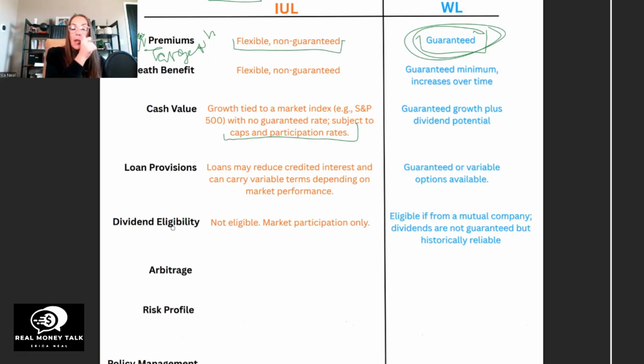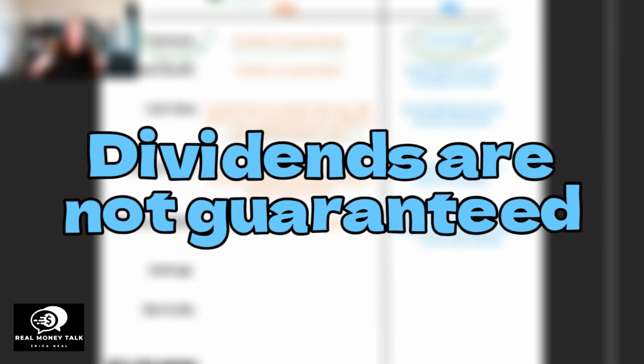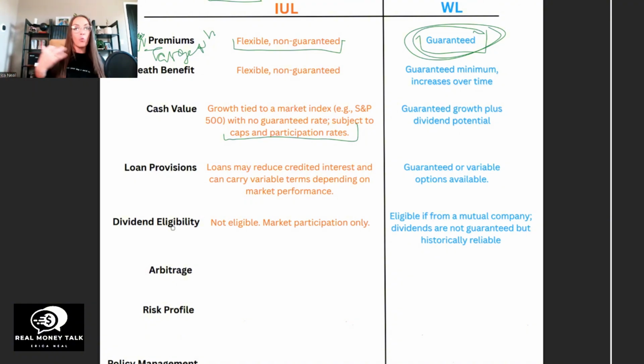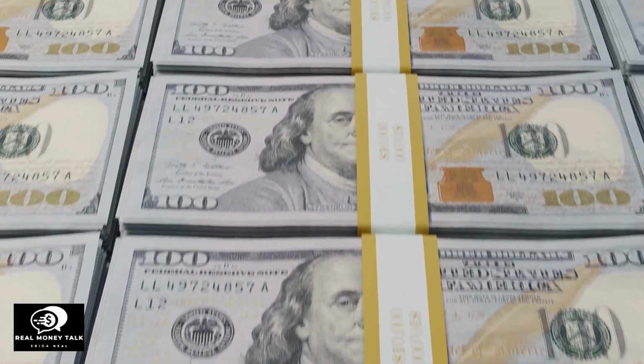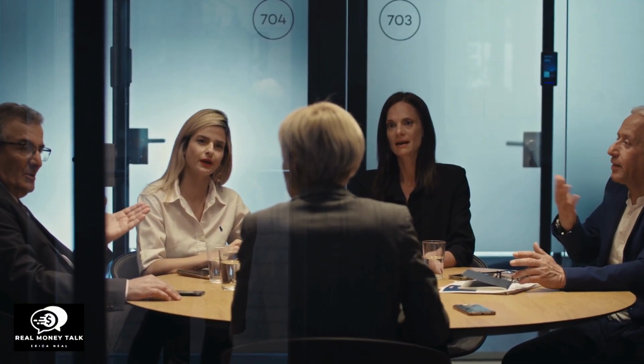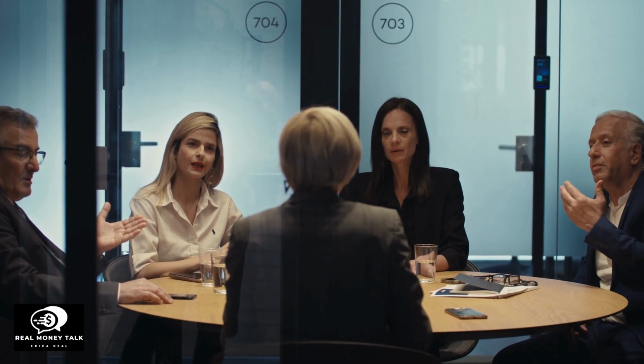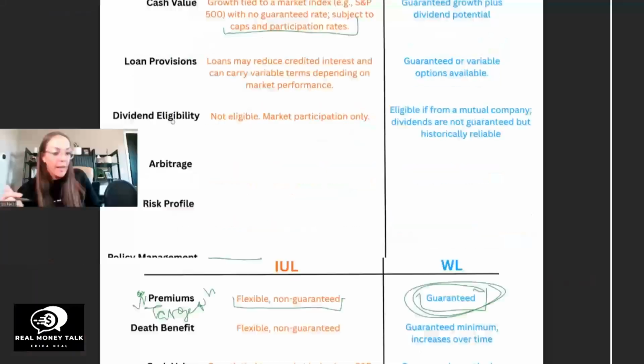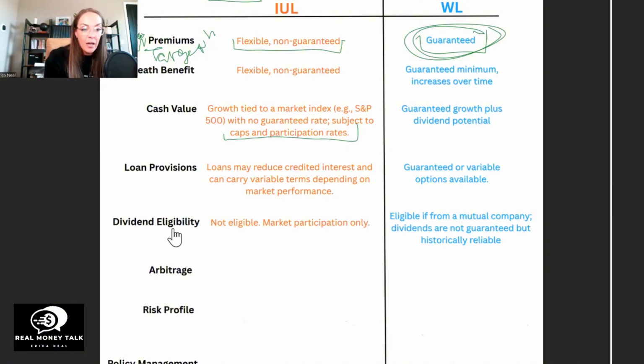Now, here's the thing: dividends are not guaranteed. Legally, we cannot say that the company is going to be profitable. When they are, they redistribute those profits to the owners of the company in the form of a dividend. As a whole life policy owner, you are a quote unquote part owner, a mutual owner of the company, which is why you're entitled to a dividend. Again, they are not guaranteed. However, they are incredibly historically reliable. The companies that we use are all over 100 to 120 years old. They've been around for a really long time, and every single year since their inception, they have paid a dividend. So no, they are not guaranteed. We cannot legally say that. However, they have been paid for over 100 years straight.